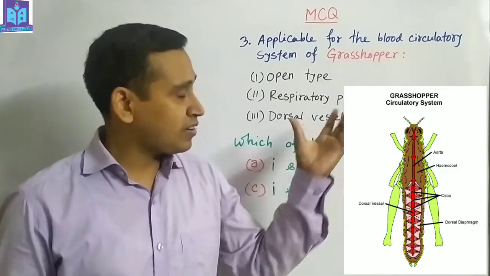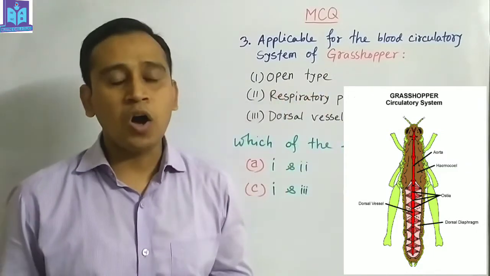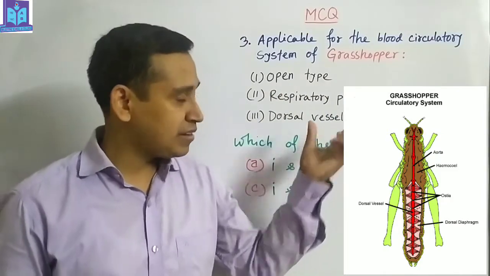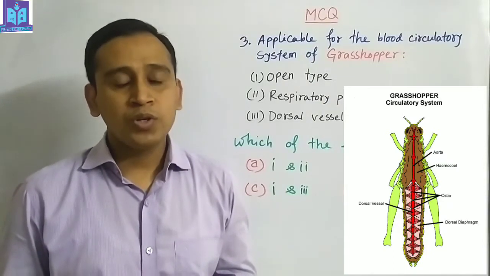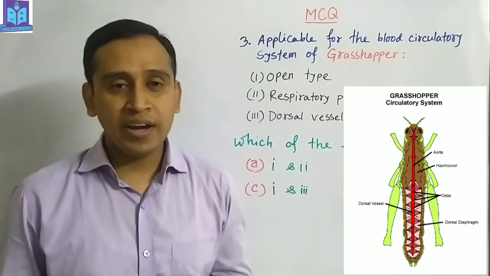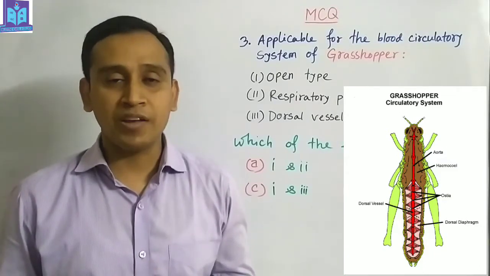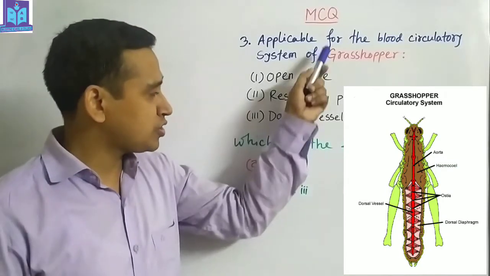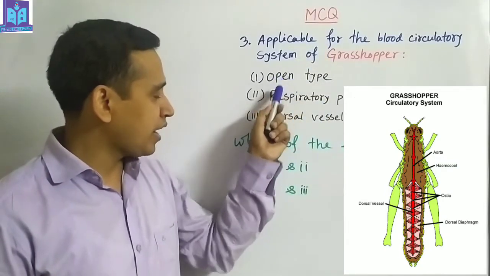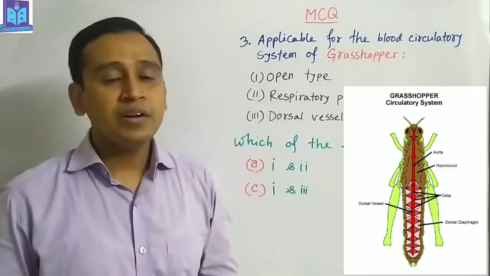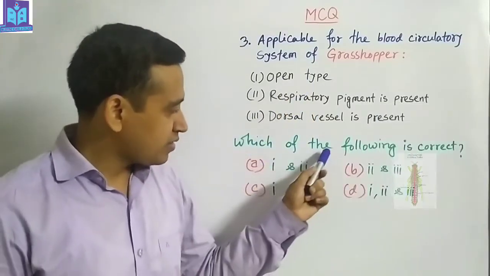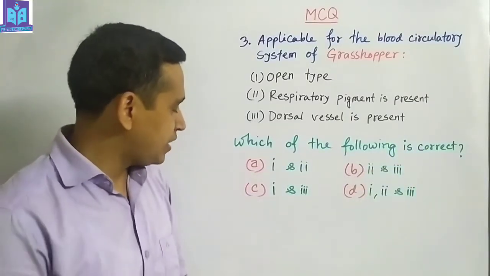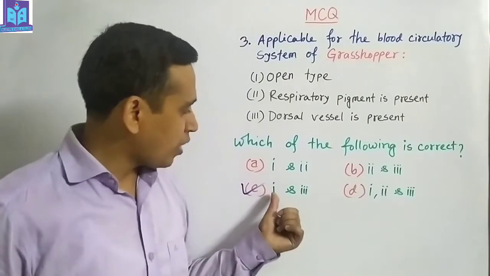Dorsal vessel is present in the open type circulatory system, or the circulatory system of grasshopper. And the dorsal vessel is divided into 2 parts. One is aorta, another is heart. The heart of grasshopper is divided into 7 chambers. So according to the question, these 2 informations, number 1 and number 3, are correct. So here is the answer. Which of the following is correct? So the right answer will be option C, number 1 and number 3.